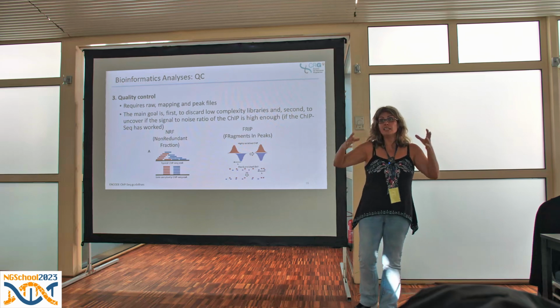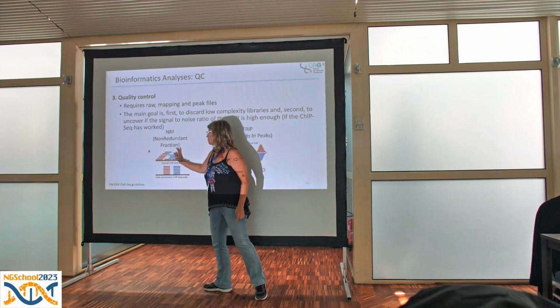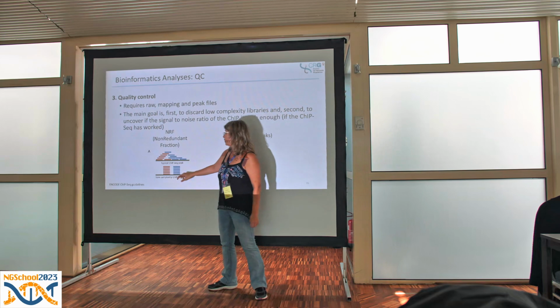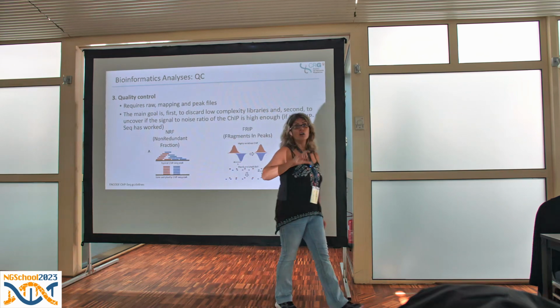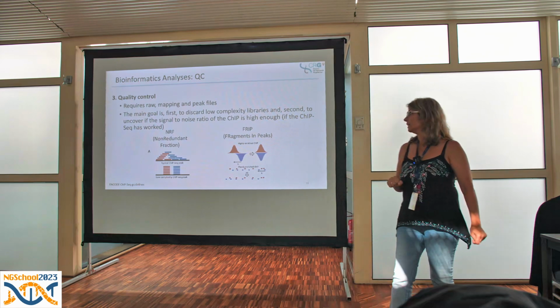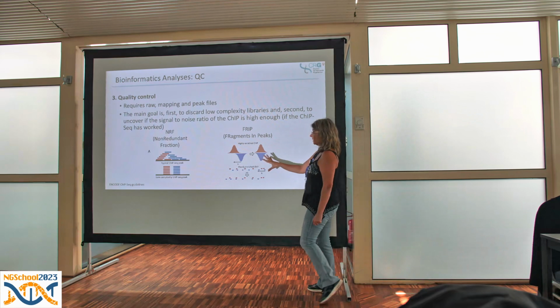So in the end, what you have is different fragments of different length covering all this region. And the non-redundant fraction, actually what is taken is this proportion of duplicates versus non-duplicates, duplicated reads. And this is the first metric.